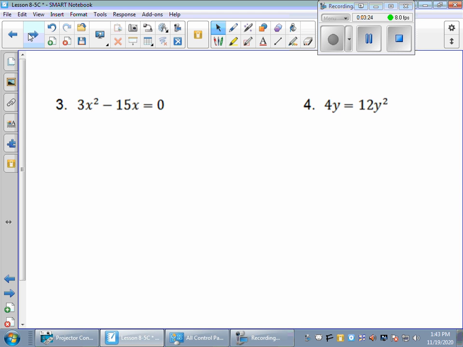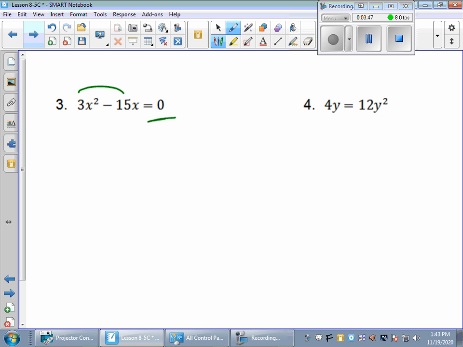So next slide here, obviously we're going to get a little bit more challenging in these problems. What you need to take a look at is, again, do we have the equal sign? Do we have an equal 0? Yes. Do we have parentheses here? No, we do not. So again, if you can look at these problems and see what is the greatest common factor, take that out, leave what's left in parentheses.